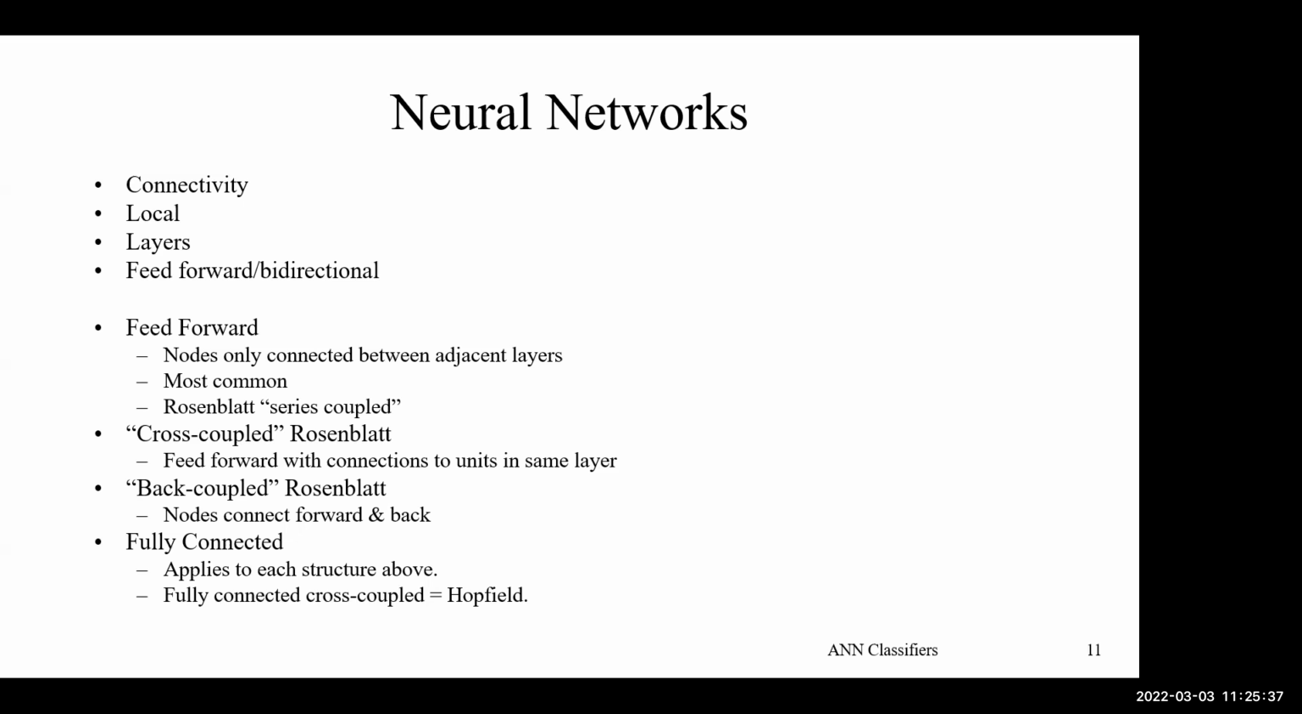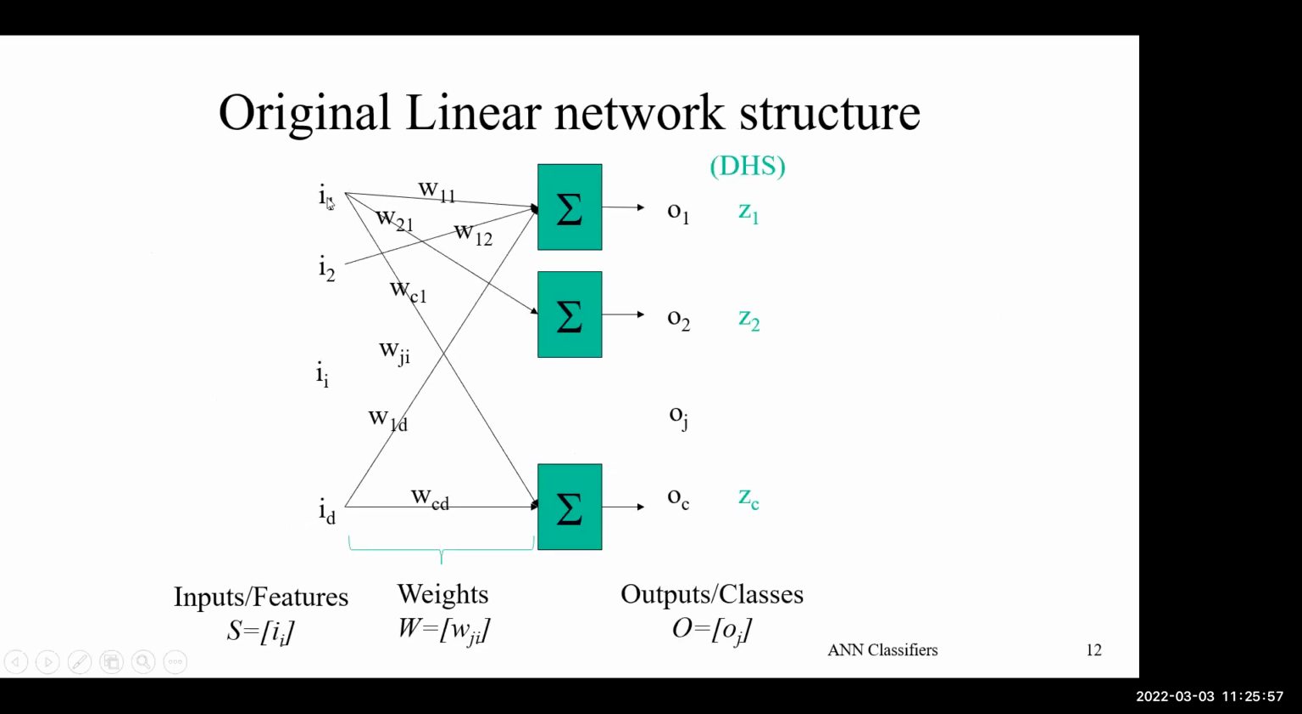And fully connected is included in each of the ones above, meaning that every node here is going to be connected to every node in the next layer. I'll show this in the next diagram. So we're going to say that every input is going to be connected to every accumulator leading to an output. I1, I2 are each connected to everyone, up to ID. D is the number of features. C is the number of classes.